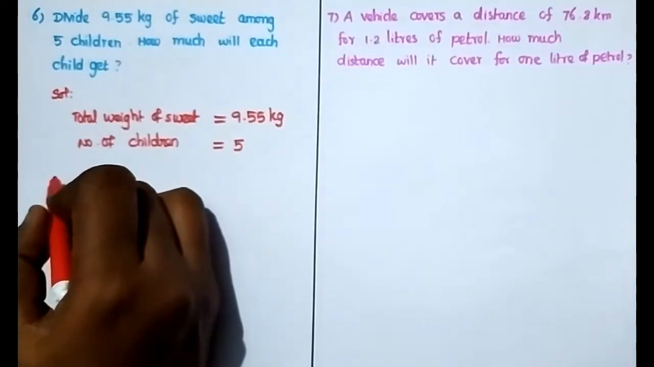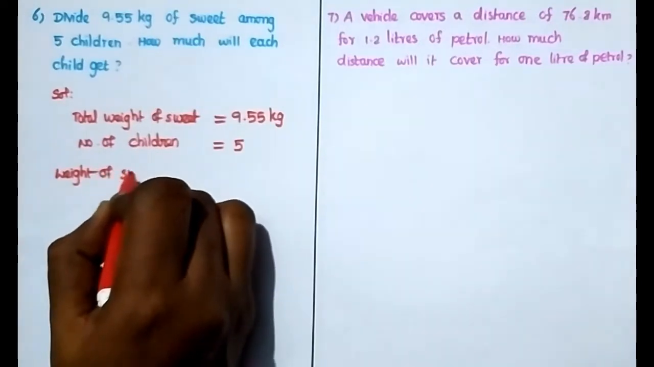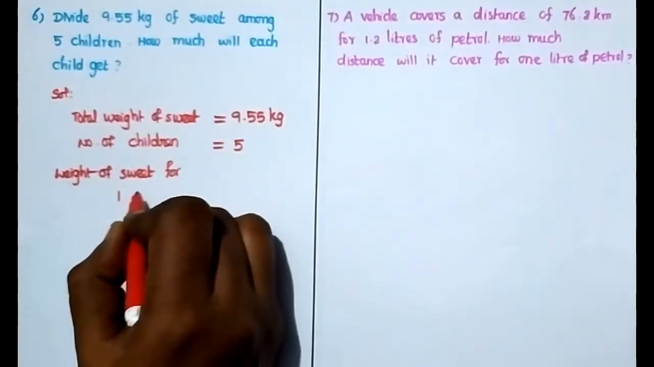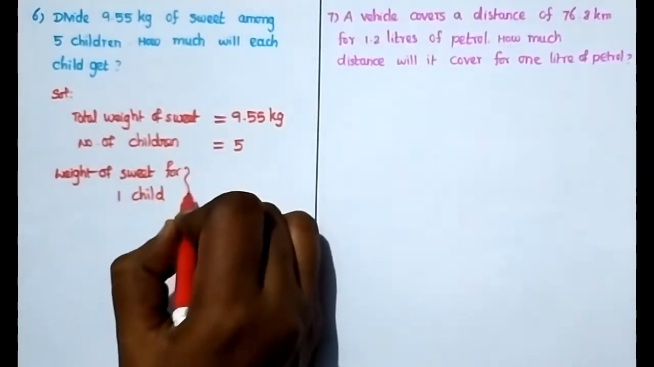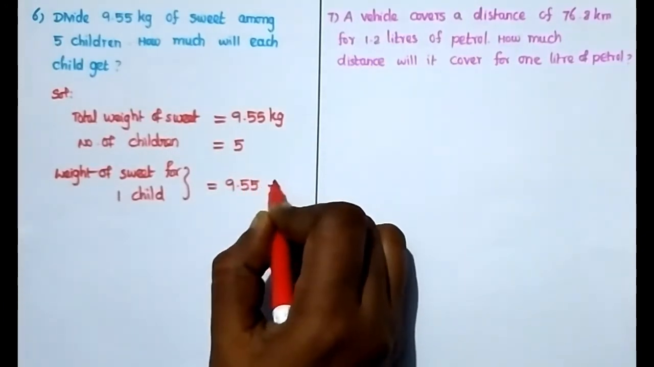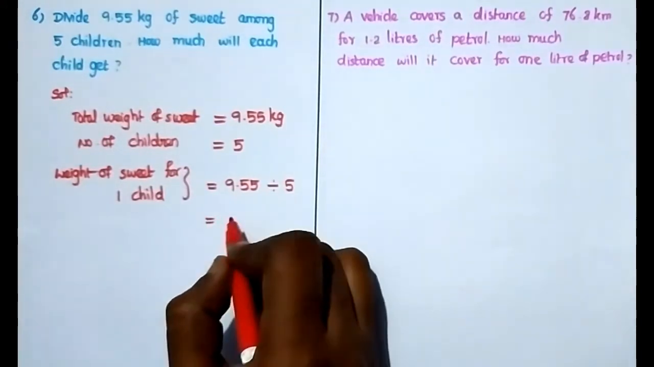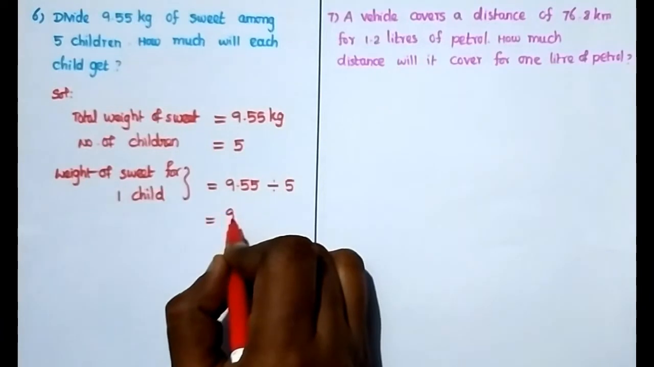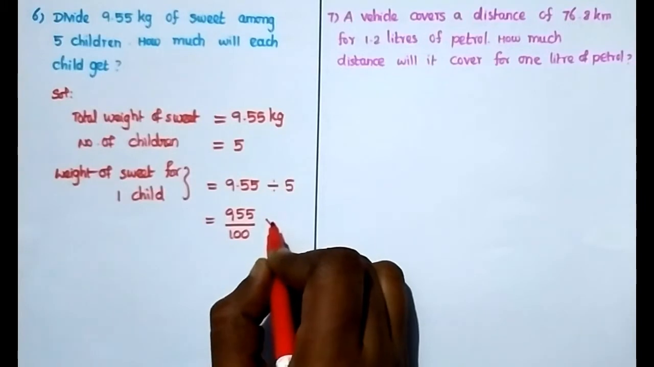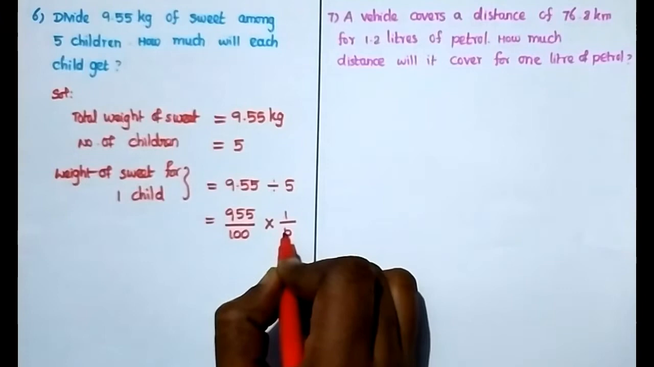Now weight of sweet for one child equal to 9.55 divided by 5. Write down in fraction. First 955 divided by 100 into, take reciprocal for 5 means we get 1 by 5.